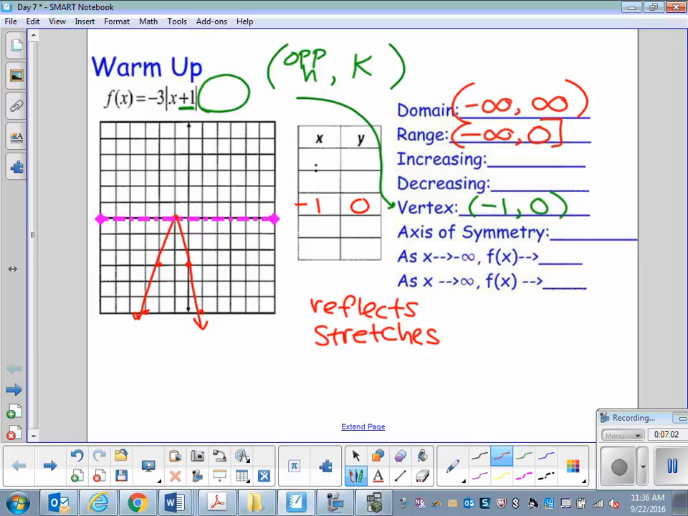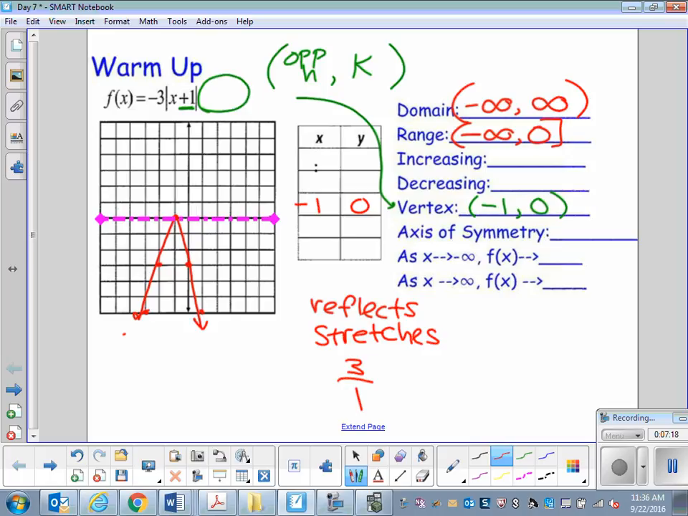Okay? That 3 is your slope. Think of absolute value as like 2 lines here. Each of these lines has a slope of 3. 3 means it's rise over run. Do you agree?